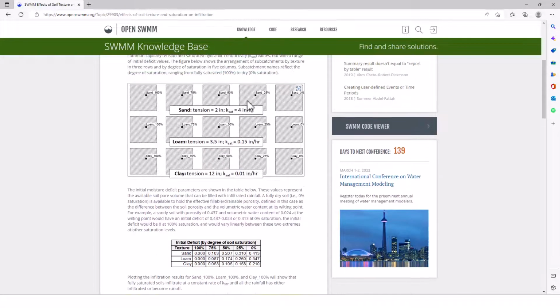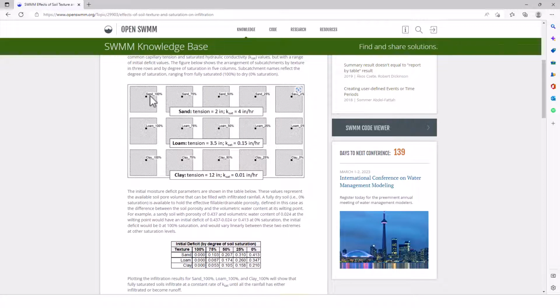So we have this image here, which shows sand 100% in the top left, and then going down in order for each of the soil types, from sand, loam, and clay, from 100% down to 0%. For the sand, the tension is 2 inches, KSAT is 4 inches per hour. The loam, the tension is 3.5 inches with a KSAT of 0.15 inches per hour, and then clay with a tension of 12 inches and a KSAT of 0.01 inches per hour.